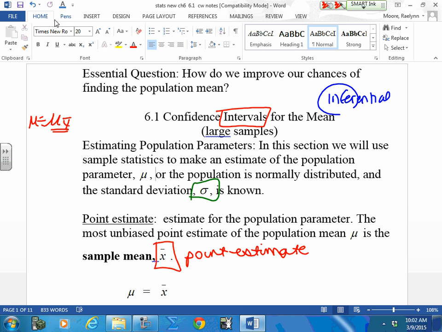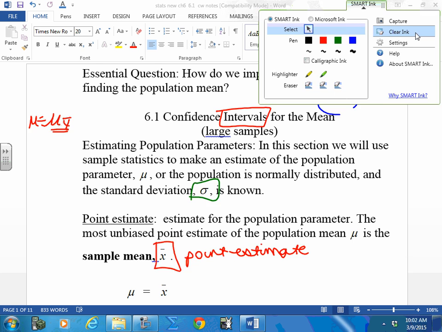There are great calculator steps for this unit too, for confidence intervals. When we get rolling into the intervals, I'll show you on your calculators, and it's so nice on your calculator. So we'll get the concepts down, and then we'll worry about the calculators.